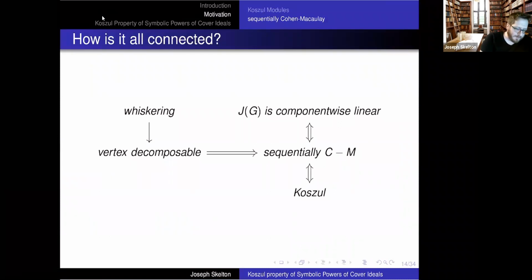By whiskering a graph, we can force vertex decomposability onto a graph. That will then give us sequentially Cohen-Macaulay, which in the polynomial rings that I'm working with is equivalent to the cover ideal being component-wise linear and Koszul. So we have that entire right half. My main focus is on the whiskering and forcing vertex decomposability onto a graph. The question is, this is for a cover ideal, what do we do for symbolic powers of a cover ideal?